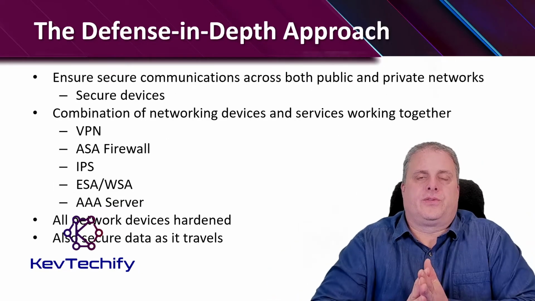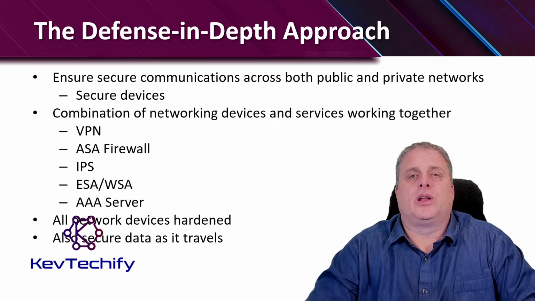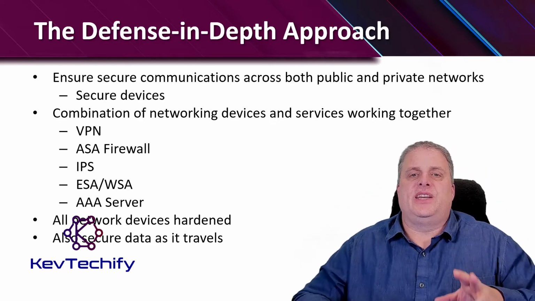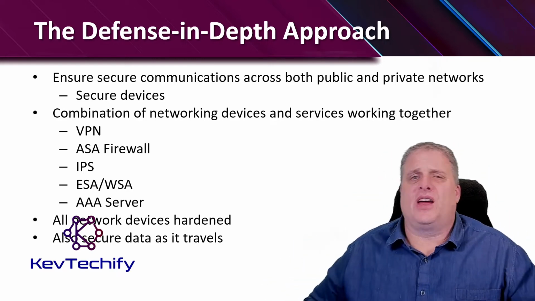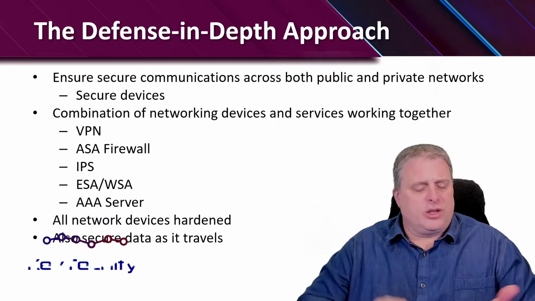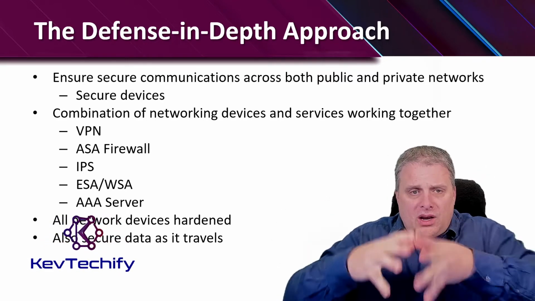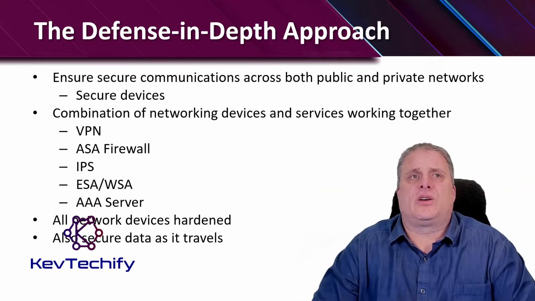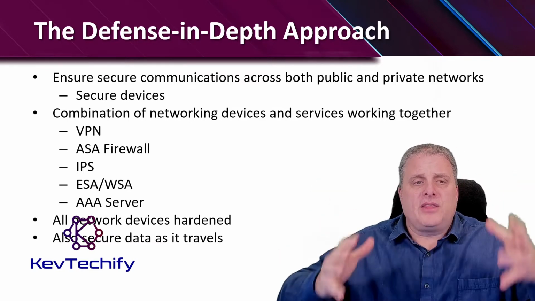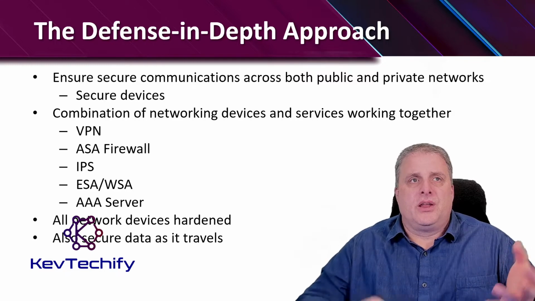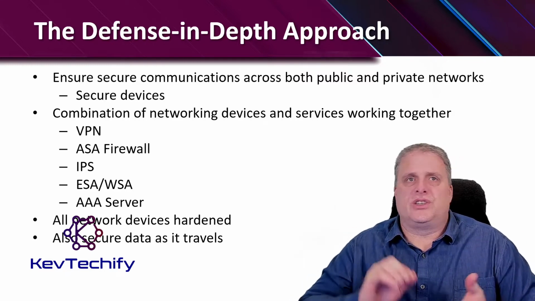When your company is functioning, when your company is making money, there's a good chance you're going to be sending data across public and private networks. And that data could be communications, it could be recipes, it could be data, whatever it is, you're going to wind up sending it across these networks. You're going to have to make sure you have secure devices, which includes your routers, your switches, your servers, your hosts.